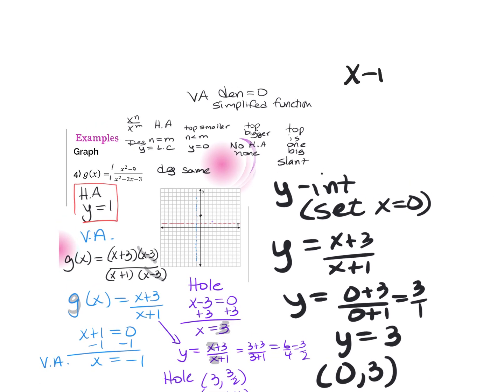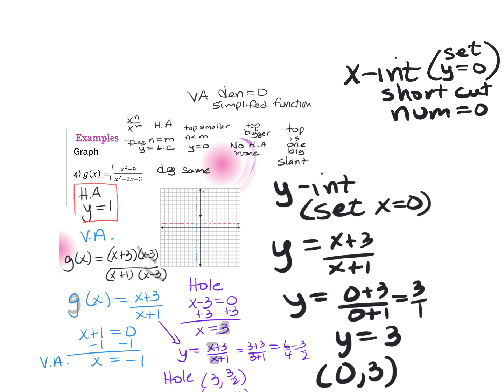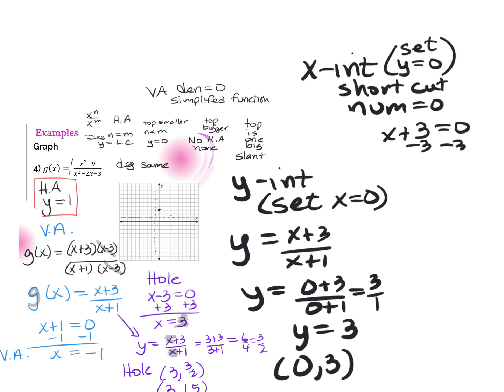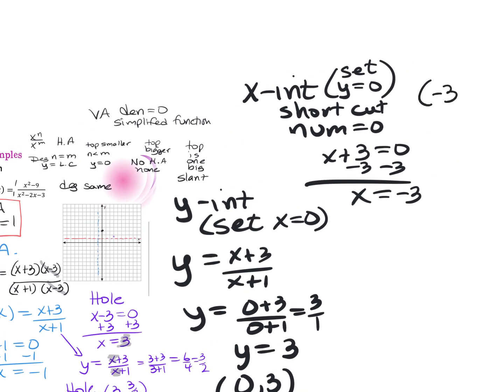So there's my y-intercept. Now I have to find the x-intercept. Now remember, for the x-intercept, really what we're doing is we're setting y equal to 0. But remember, the shortcut is just to set the numerator equal to 0, because that's essentially what we're doing when we plug in the 0. So my simplified is going to be 0 equals x plus 3, which is the numerator. Minus 3, x equals negative 3. So my x-intercept is (-3, 0). So let me go ahead and plot that one as well.